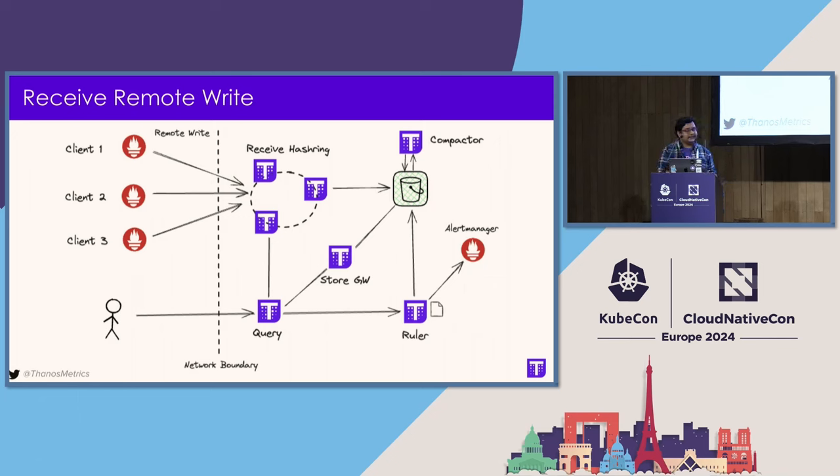And so these receives either ingest or replicate or forward these remote write requests throughout the hash ring to other receive nodes, and they then store these metrics in their own local TSDBs and expose them for Thanos querier to query. They also ship blocks to object storage, which are, again, queryable via the store gateway and querier.